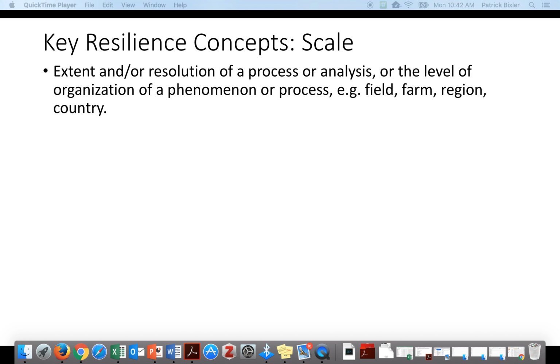Another idea that I've mentioned several times, but we've not really explicitly talked about, is scale. Definition of scale: the extent or resolution of a process, or the level of organization at which a phenomenon or process occurs. So, for example, a field, a farm, a region, country. You think of spatial scale, such as patches, landscapes, regions, or the world.